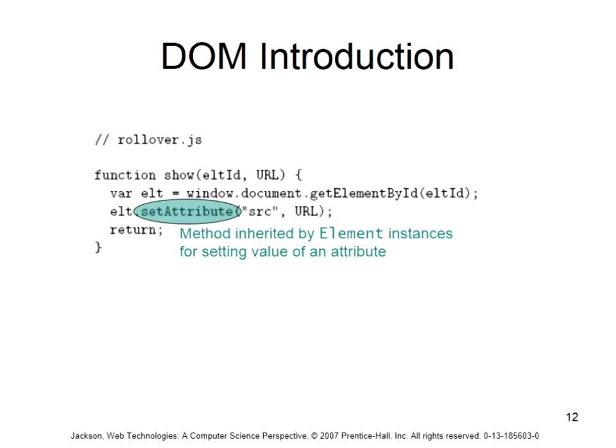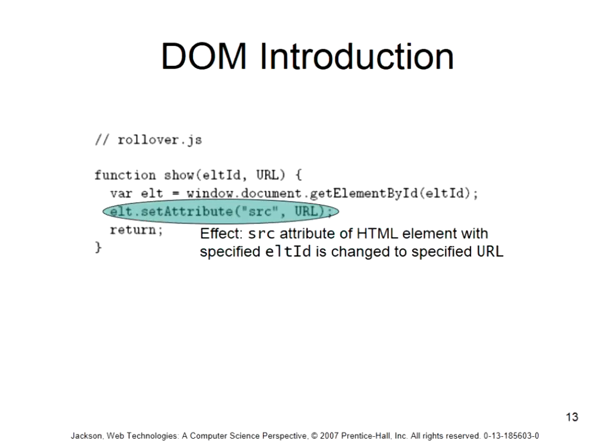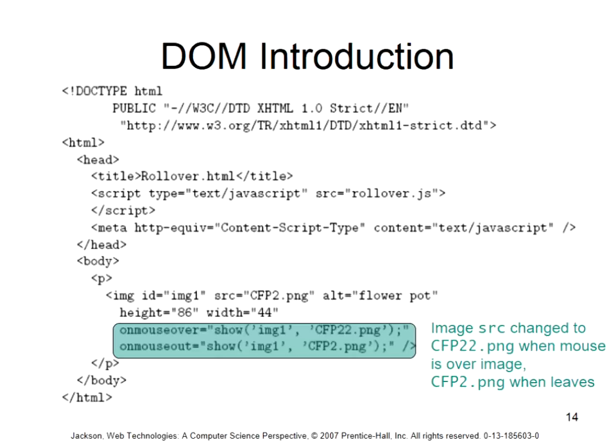Very good. Okay. So after that, when I write element.setAttribute(src, URL), this method is inherited by element instances for setting the value of an attribute. So the effect is that the src attribute of the HTML element with the specified element ID is changed to the specified URL. After that, the image src changes to cfp22.png when the mouse is over and cfp2.png when the mouse leaves. Is this first example, mouse over or rollover, clear?